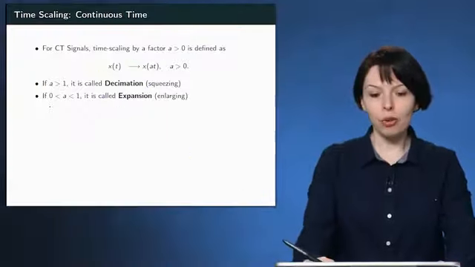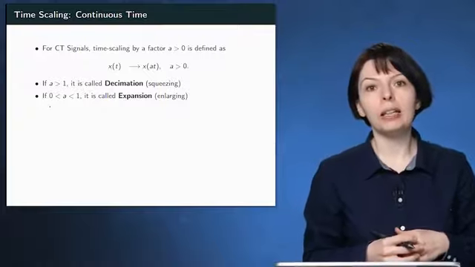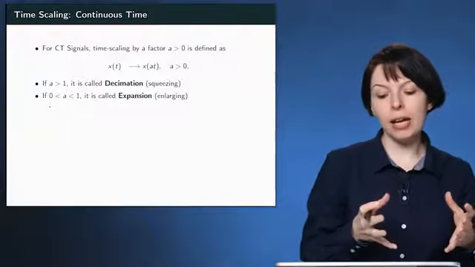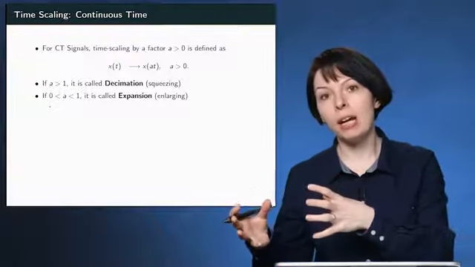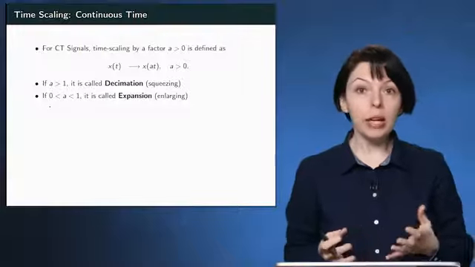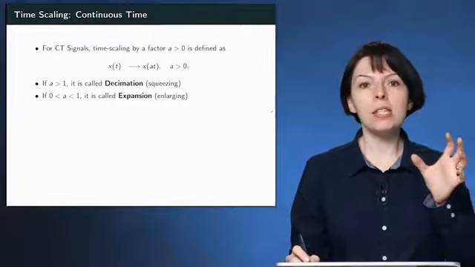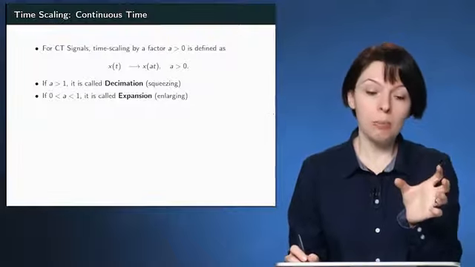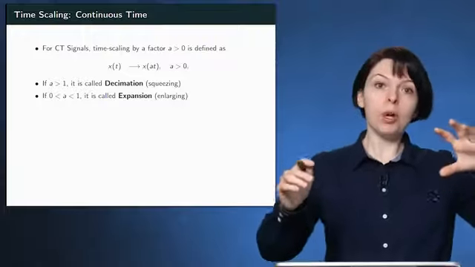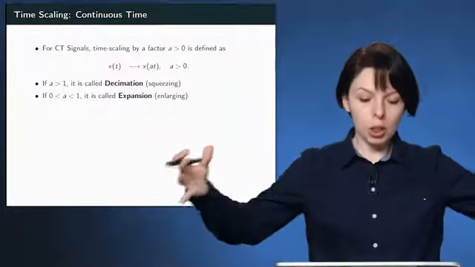The next transformation is time scaling. For continuous time signals, time scaling by a factor of a, where a is a positive number, is defined as transforming x of t to x of at, or building x of at using x of t. And in this transformation, a is a positive number. If a is greater than 1, this time scaling is called decimation. Basically, you're squeezing the signal. And if a is a positive number between 0 and 1, this transformation is called expansion, or enlarging the signal.